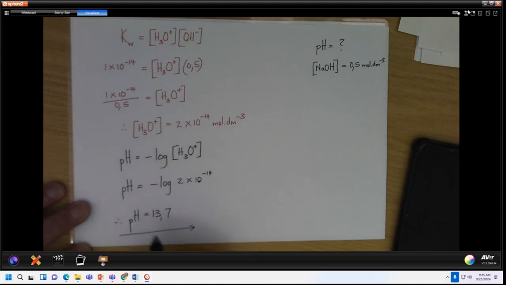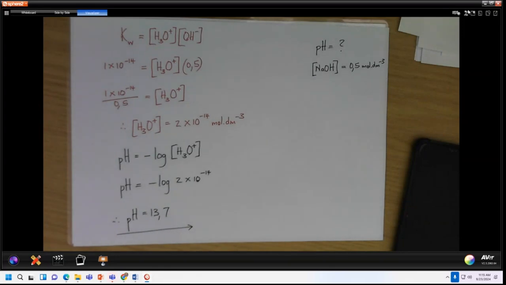If the numbers are wrong, well, you'll be positively marked along the way. So you could score a few marks along the way. But don't just write down a formula thinking you're going to get a mark for that. You get nothing for that. All right, so there we have that.